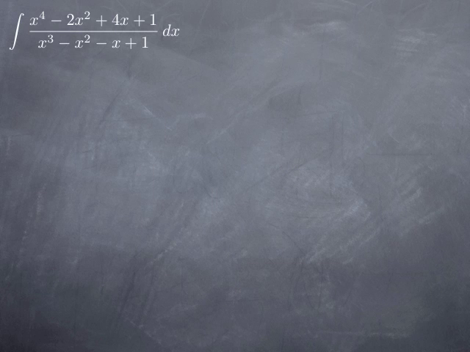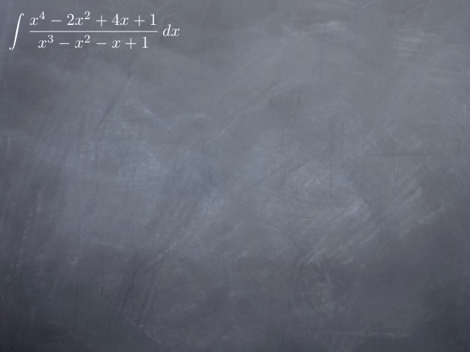Now let's take a look at another example. We want to integrate x to the fourth minus 2x squared plus 4x plus 1 divided by x cubed minus x squared minus x plus 1. Here you see that the degree at the top is not less than the degree at the bottom, and therefore the first thing to do is long division.